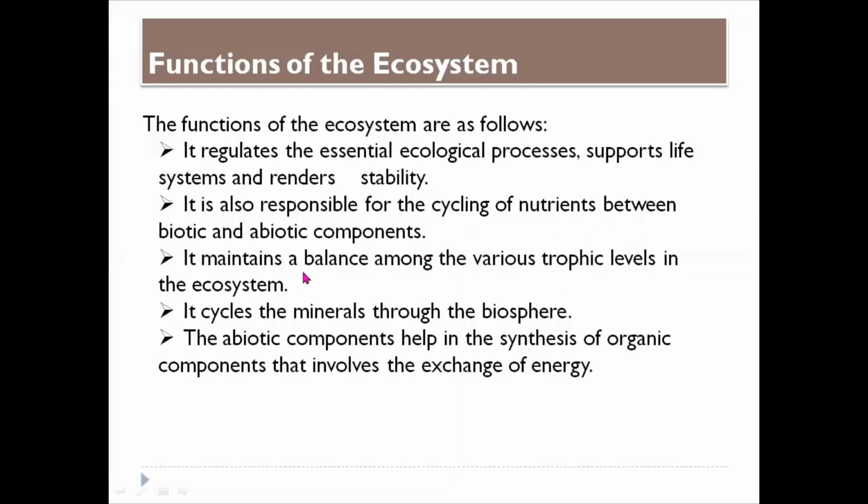The ecosystem maintains a balance among the various trophic levels in the ecosystem. So if we didn't have the ecosystem, there would have been an imbalance in the system. It maintains the balance by taking on board all the segments of the environment. It cycles the minerals through the biosphere. The abiotic components help in the synthesis of organic components that involve the exchange of energy. So here the energy is also being exchanged.